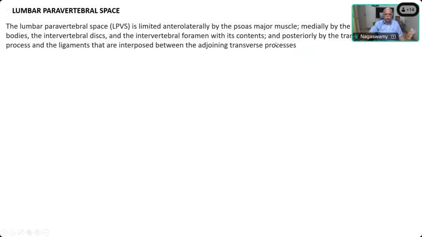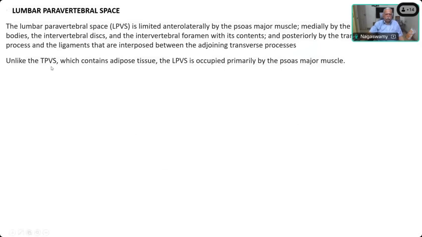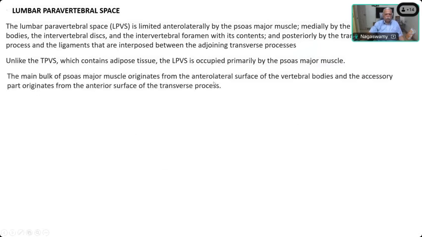Whereas only the lateral boundary will change, and posteriorly it is bounded by the processes and ligaments that are interposed between the adjoining transverse processes. Here there is no costotransverse ligament. It is the intertransverse ligament. So there are ligaments here also which will give you the pop feeling when you pass through them. So unlike the thoracic paravertebral space, which contains adipose tissue, the lumbar paravertebral space is occupied mainly by the psoas major muscle itself. The main bulk of psoas major originates from the anterolateral surfaces of the vertebral bodies and also from the anterior surface of the transverse processes.